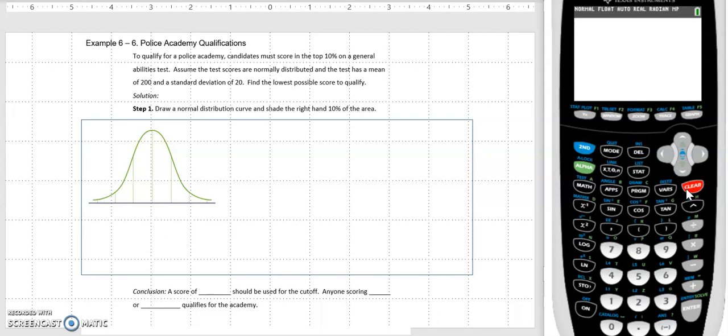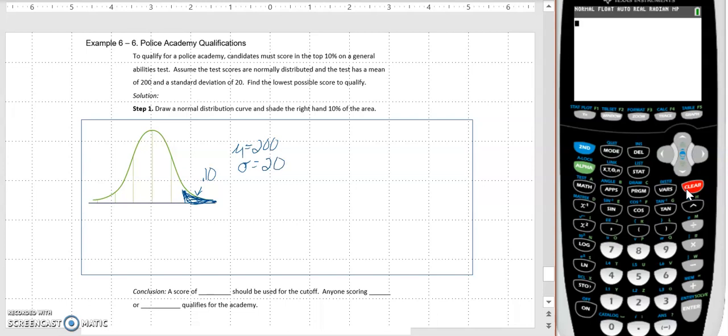Now, for this particular problem, we want to look at another normal distribution. It says to qualify for the police academy, candidates must score in the top 10% on the general abilities test. So they've got to be pretty good. They have to be out here in the top 10%. Assume the test scores are normally distributed. The test has a mean of 200. So the center's sitting here at 200. And the standard deviation is 20.